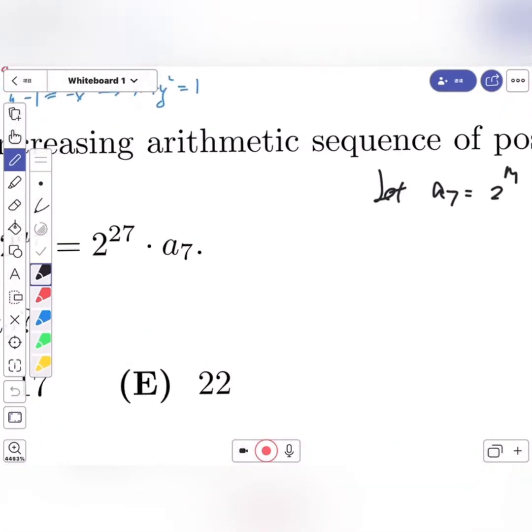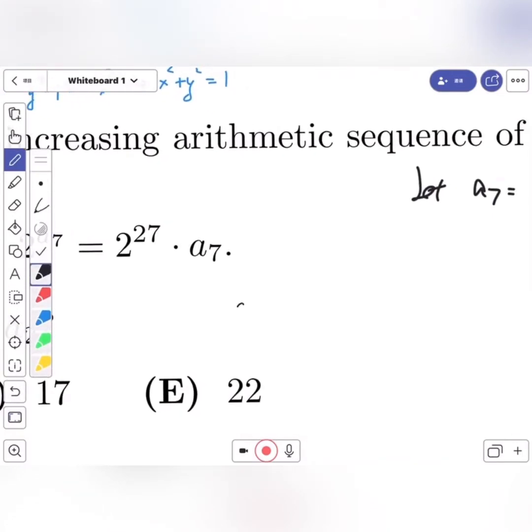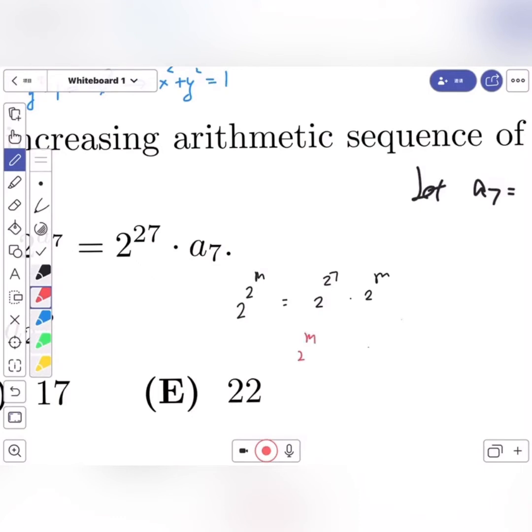Then how does this even help us? Well, 2 to the a7 can just be written as 2 to the 2 to the m is equal to 2 to the 27 times 2 to the m. Well, because remember that a to the b times a to the c is equal to a to the b plus c power, from the exponent property. Then this just produces an equation of 2 to the m is equal to 27 plus m. Now, just by inspection, we can see that 5 is actually a solution.